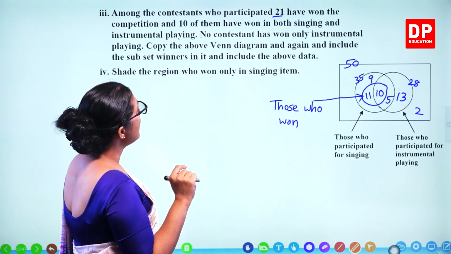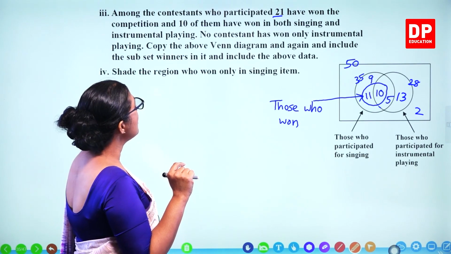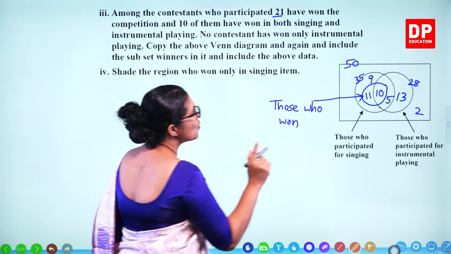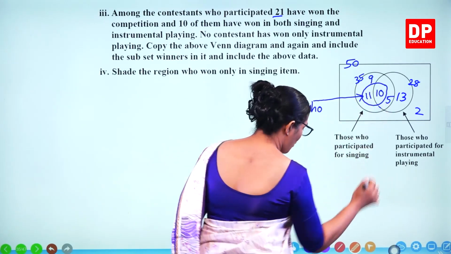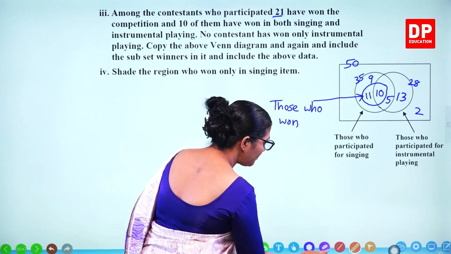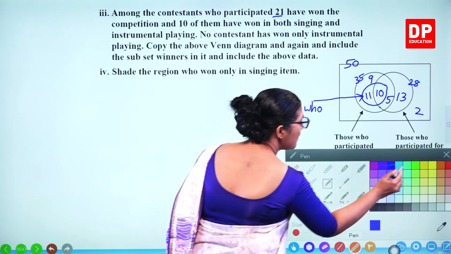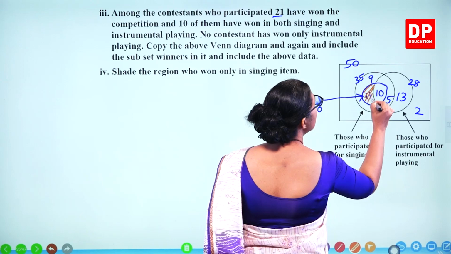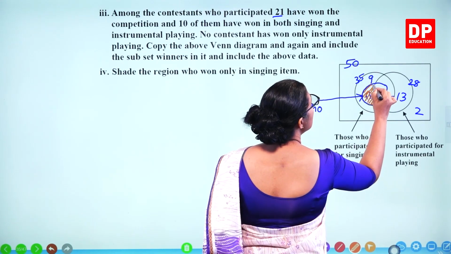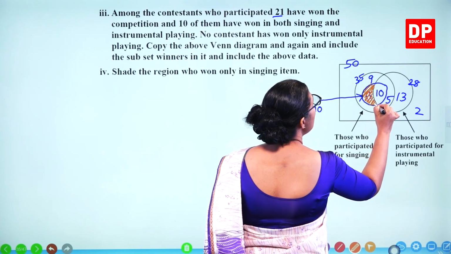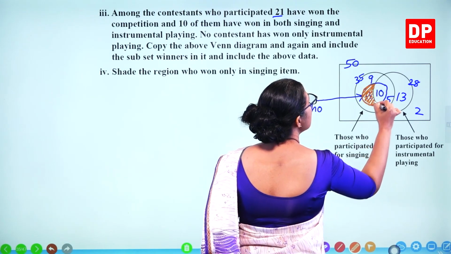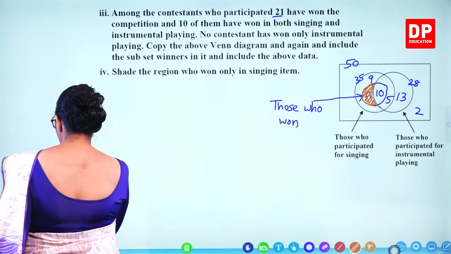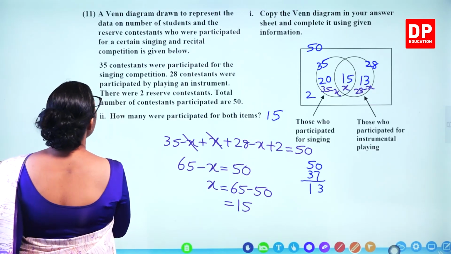And they are asking to shade the region of those who won only in singing. So singing is this part, so you have to shade it. I'll put a color there. This part is the region, that means those who won only the singing competition. That's the shaded part.